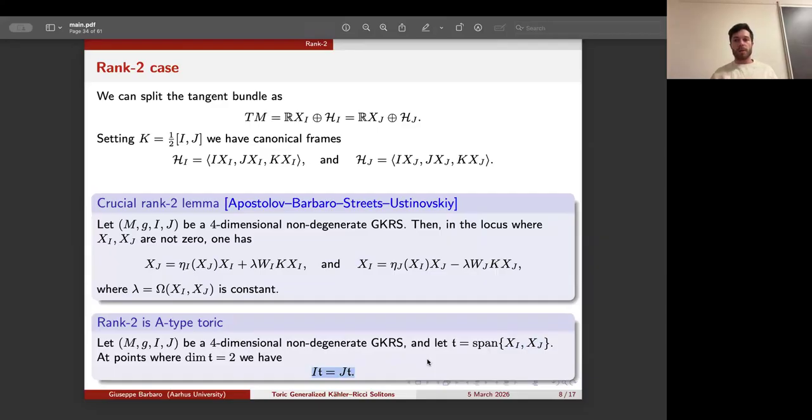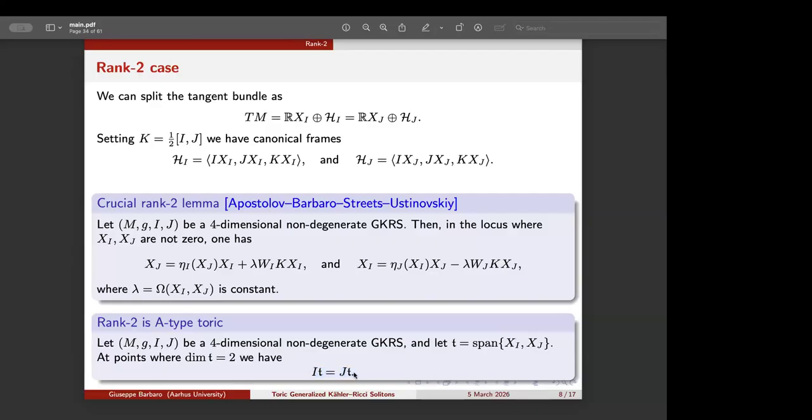Okay, so up to now, what we did was somehow proving that in four dimensions, rank 2, we can do toric geometry. We have these symmetries, they are preserving everything, they are abelian, half of the dimension of the space, and we have our symplectic form. This torus is Lagrangian for the symplectic form.